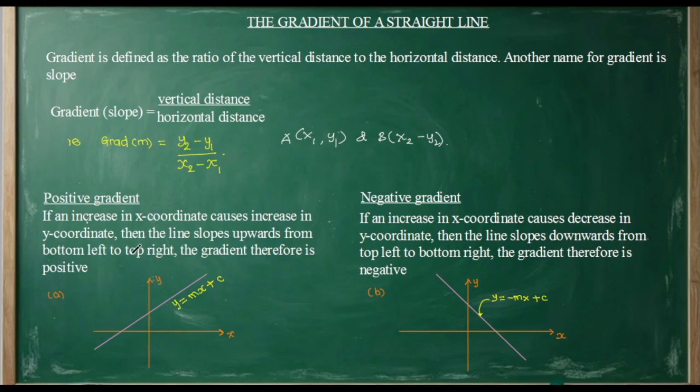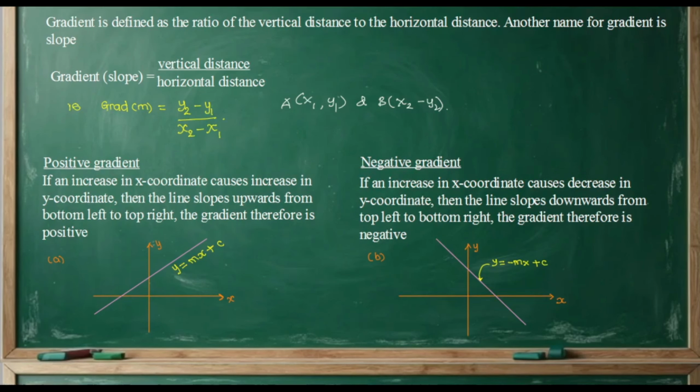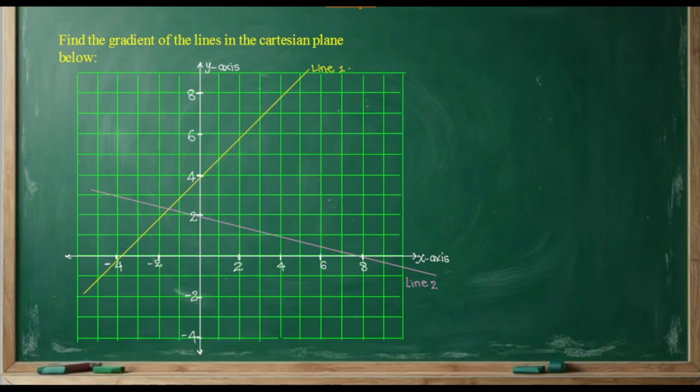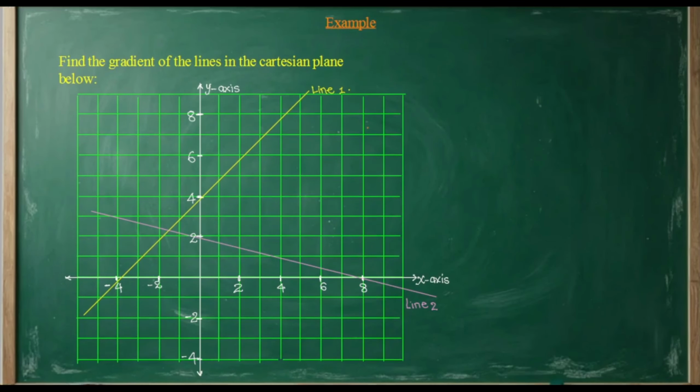So we have some 2 points to note here also, that positive gradients are obtained when the line is running from the bottom left to the top right, and then negative gradients are obtained when the line is running from top left to bottom right. So let's take a look at some example for us to understand gradient clearly.